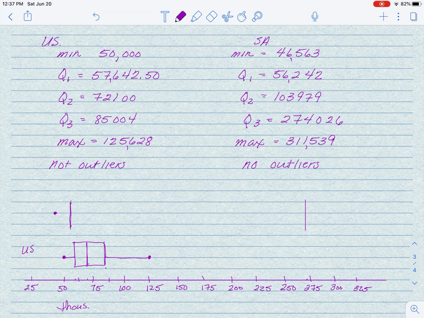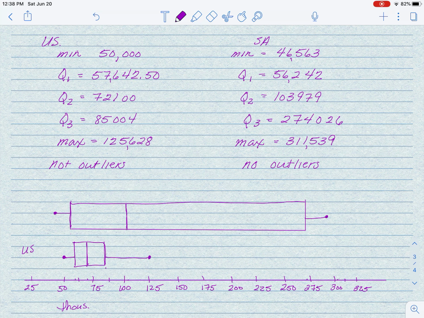Okay. So we want to make a box out of that. Man, it's a lot more spread out than the U.S. And then 103 is where we want the Q2. And then 311 is where our other dot is. And we connect our whiskers.